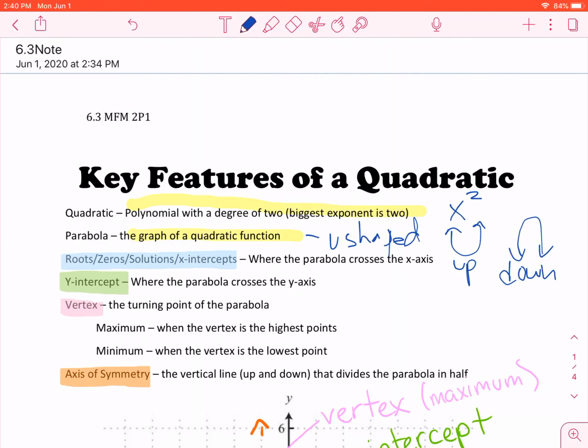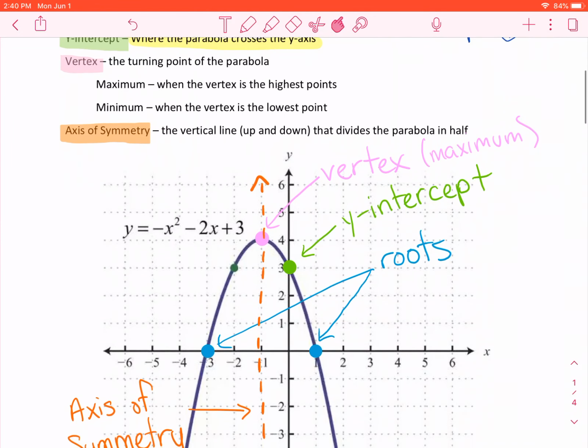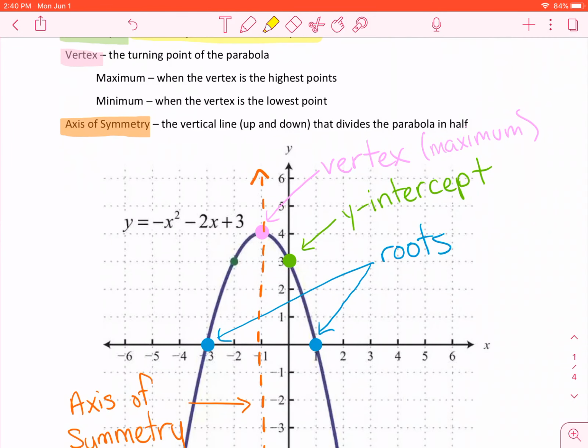The one that's going to be the most familiar to you is your y-intercept. Even when we're dealing with linear relations, we knew a y-intercept is where the graph crosses the y-axis. So let's start with that one because that one is familiar. As you can see here, your y-intercept is in fact at (0, 3). And again, that's where the graph crosses the y-axis.